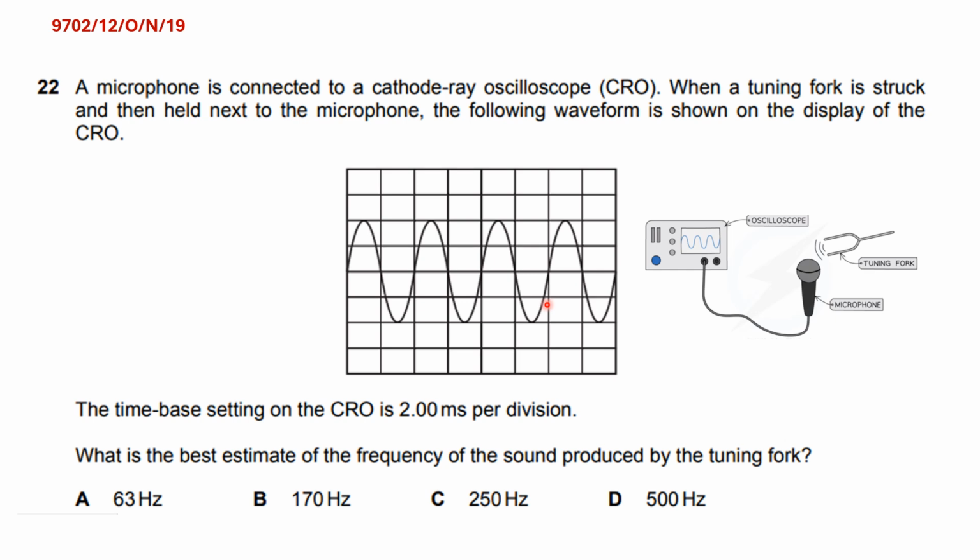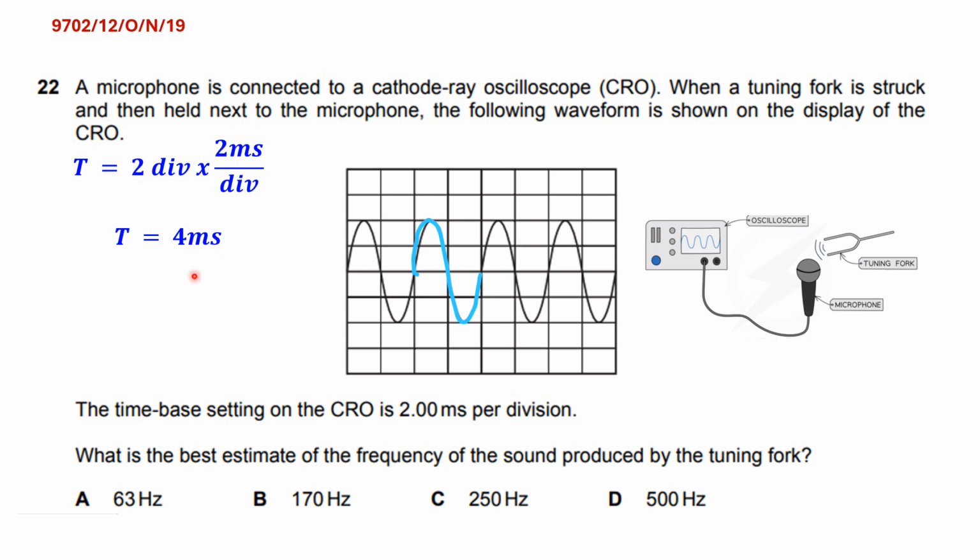So, same sequence. Identify any cycle of this wave. So this is good enough. The whole idea is to know how many boxes correspond to one cycle. In this case, 2 boxes, right? But I don't have centimeters here, I have divisions. So these 2 divisions we need to convert to seconds to find the period. So 2 divisions times 2 milliseconds per division. We cancel both divisions, and the period is 2 times 2, 4 milliseconds.